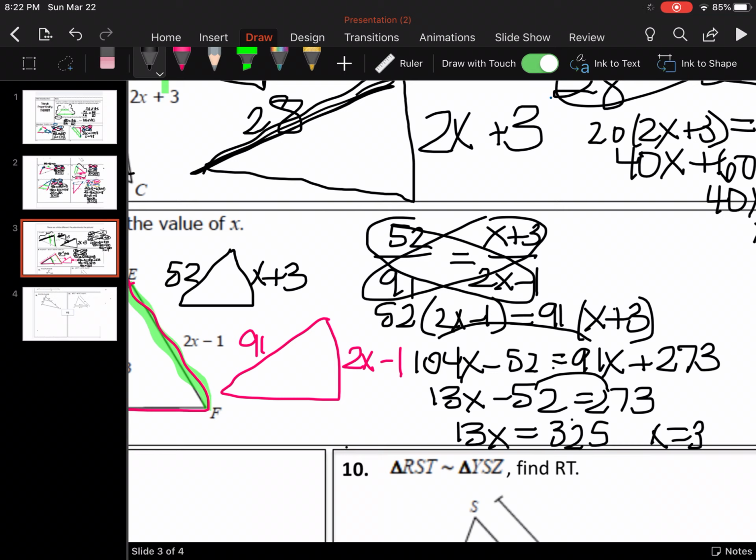Whoops, I think I just wrote a 3. I don't know why I didn't erase. Oh, there we go. X is equal to 25. All right, two more. We got this.